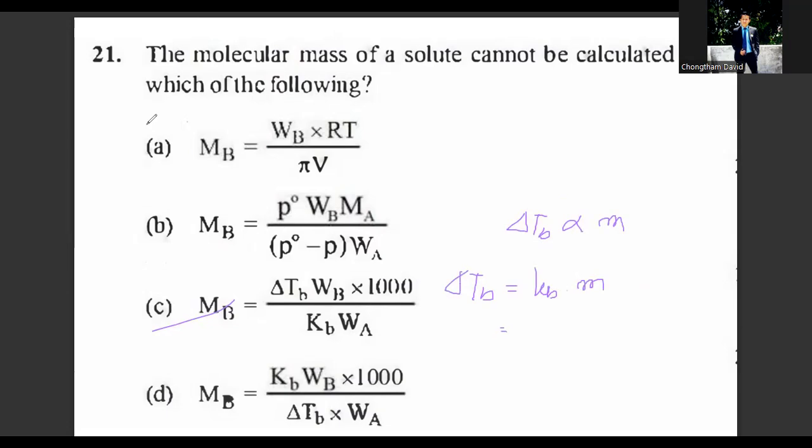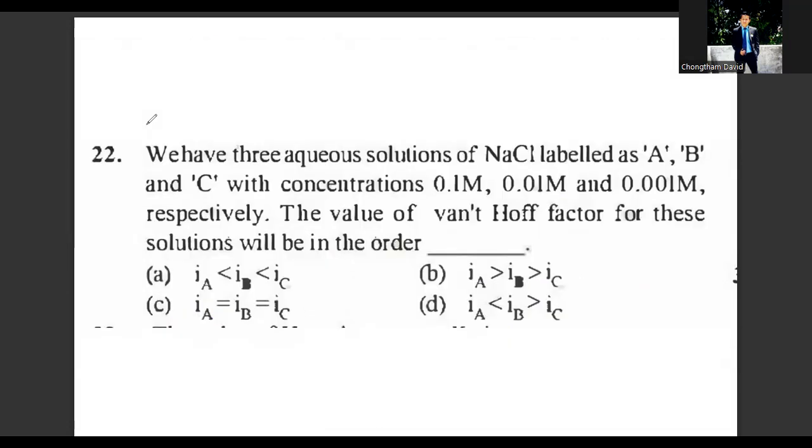We have three aqueous solutions of sodium chloride labeled A, B, and C with concentrations 0.1 molar, 0.01 molar, and 0.001 molar respectively. The value of Van't Hoff factor for these solutions will be in what order? The strength of the solution keeps on decreasing as you go from A to C. Now the answer for this would most likely be, even if they have different concentrations, these are all the same solution and it gives two ions, so it would be A. Van't Hoff factor would still remain the same because it depends upon the number of particles, that you should know.